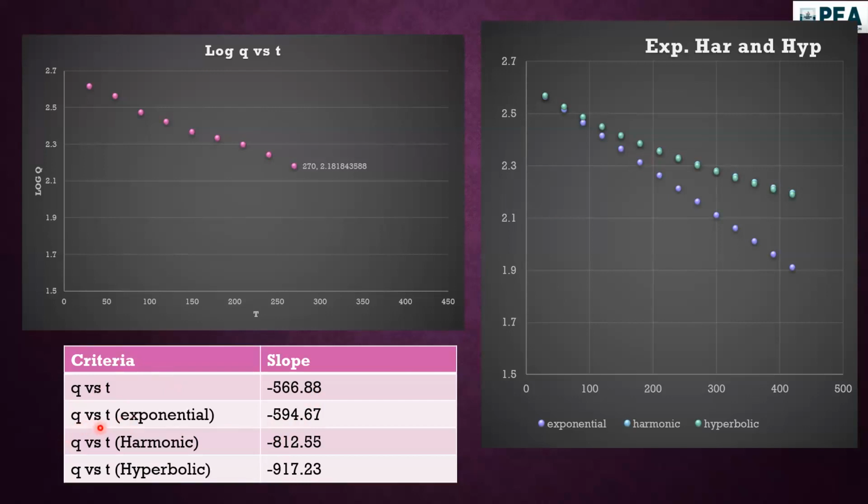So this Q will be different, T will be the same. Why? Because Q was defined through exponential with the constraint of b equal to 0 and it defined T. In the same way, harmonic and hyperbolic. So these values give different slopes. When you observe here, the slope of the first value is close to the slope of exponential. So you can consider exponential for this data.